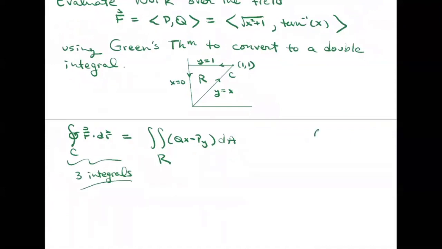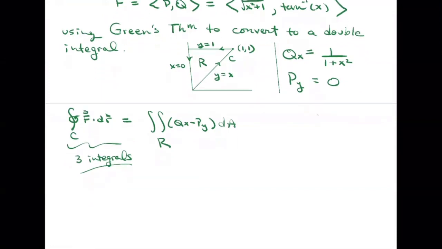Okay. So maybe just off to the side, remind the... Qx will be 1 over 1 plus x squared. Remember, Q is the second component there. And Py is going to be 0. Okay, any questions about all that? Okay, well, that doesn't seem too bad.